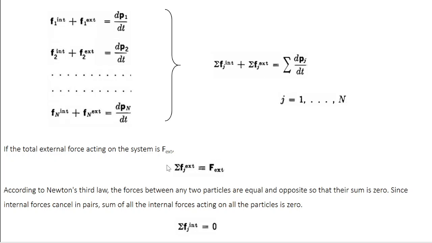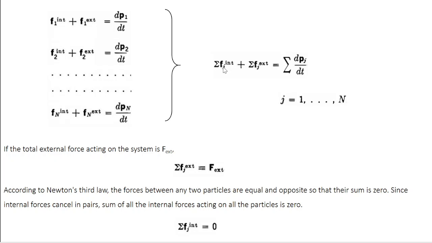So summation over fj external, this is nothing but the total external force acting on the entire system, right? So this is something which is measurable. So if I call the total force acting on the system capital F external, then instead of summation over fj external in this equation, I can write just F external.